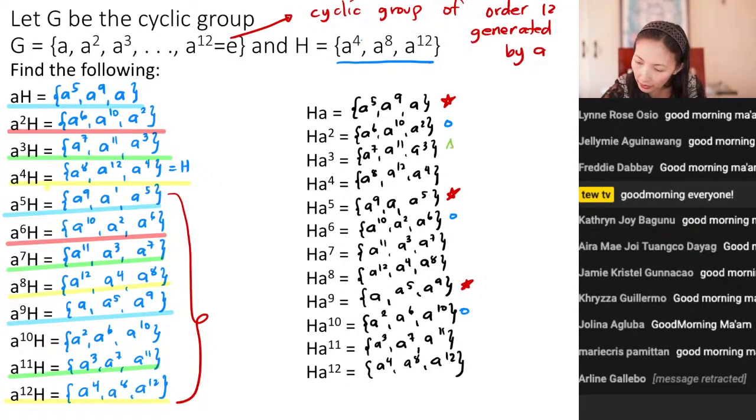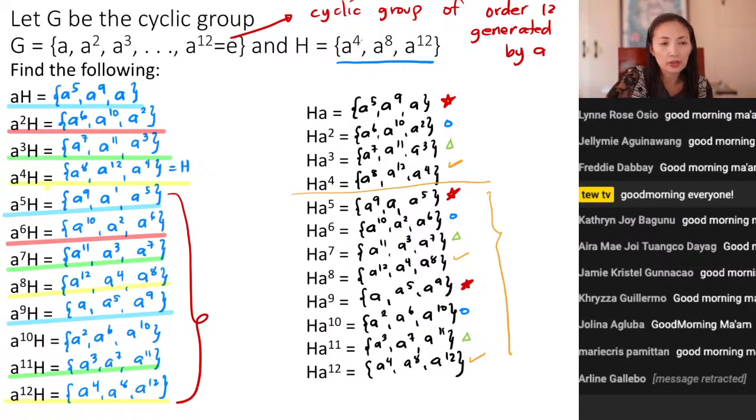Ito, anong kapareho niya? Yung may a to the 7. A to the 7, there. Okay. And finally, ito. Check mark. Check mark. Ito, a to the 12. Ito. And this. Okay, so, ito, repetition na lang. Parang kanina din. So, the first 4, or should I say the succeeding 8, are repetitions of the previous 4, or the first 4. Okay.